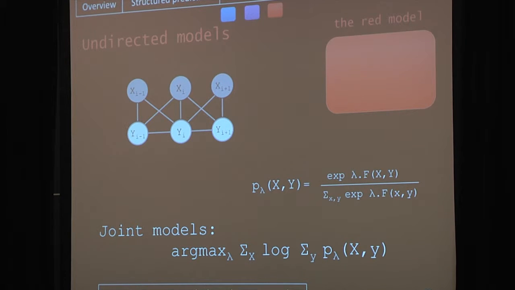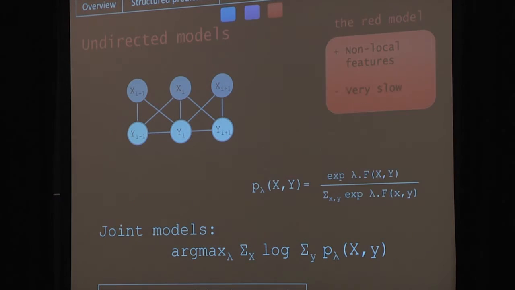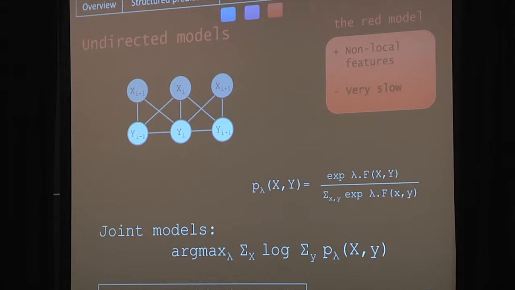So finally, the red model is the class of joint undirected models, or MRFs. We added all dependencies we care about so that we can define the features we're interested in. So now we managed to add both local features and non-local features. So that's great, except that this model is extremely slow because of the MRF partition function, which marginalizes both the Y's and the X's.